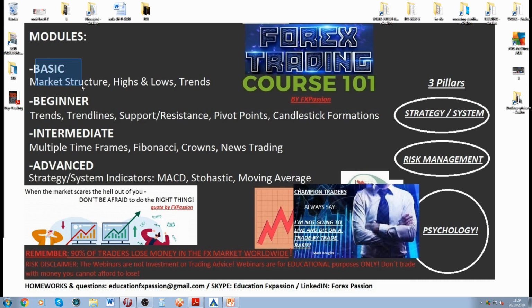We are in the basic module learning about market structure, highs and lows, and today we are going to learn about trends. What we are trying to do here, everybody, is to build step by step the three pillars. Pillar number one, of course, is the strategy and or the system. Pillar number two is the risk management, and pillar number three is the psychology part, right? So one by one we are going to build first the strategy and the system, then we are going to learn how our risk management works and it affects our strategy and system, and number three, we are going to learn how our psychology affects our risk management and our strategy and system.